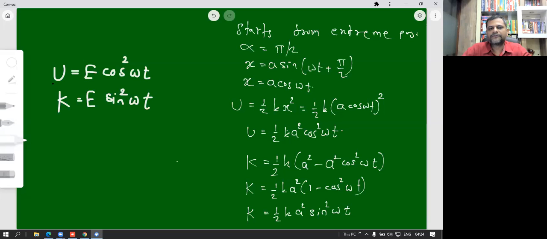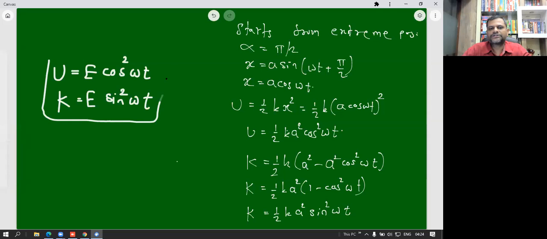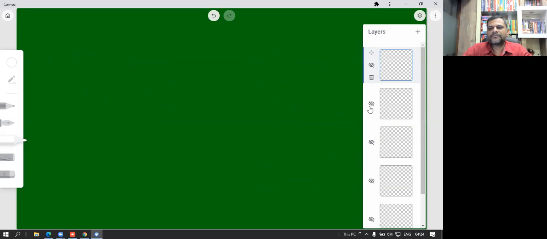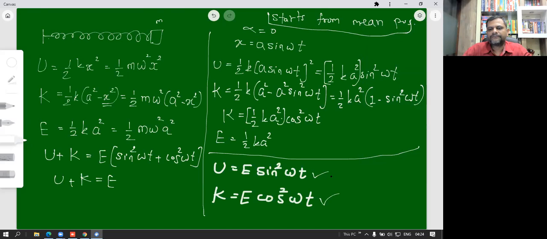So these become the two formulae for potential energy and kinetic energy in case of SHM. Just see the difference. The expressions are just interchanged. This is for potential energy and this is for kinetic energy. Whereas in the case when the particle was starting from mean position, the sine was present in the potential energy and cos was present in the kinetic energy. So that is just interchanged. तो ये interchange सिर्फ हो जाता है, तो ये हमको अच्छी तरह समझना है.